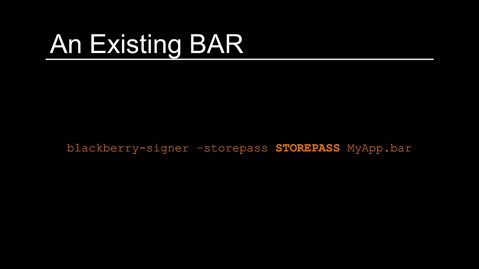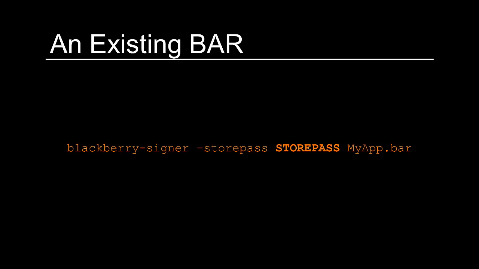If you already have an existing bar file that hasn't been signed yet, you can complete the process without needing to repackage the source. We've used the BlackBerry Signer command before when we installed our code signing keys. We could use the same command to simply pass our code signing password along with the path to the bar file, and this will sign the bar file for us.